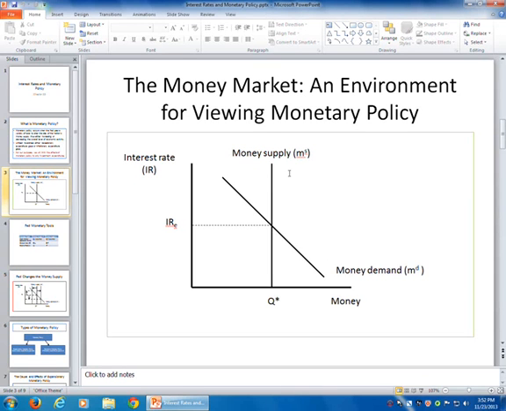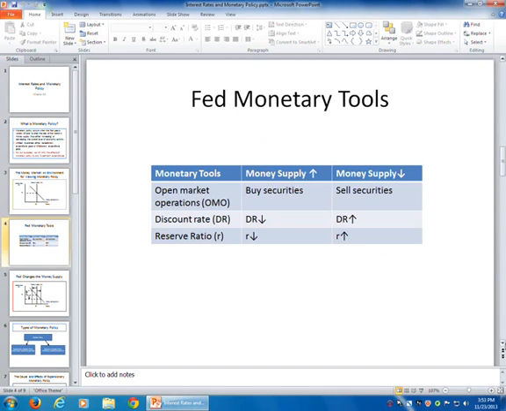And what will happen is, when it's shifting, the Fed is changing its target in terms of how much money it wants in the economy. So the Fed, having exclusive control over the money supply, will have the means for making the money supply increase, shift to the right, or decrease, shift to the left. Now, to make it shift, the Fed uses some of its tools, so-called Fed monetary tools. So the Fed monetary tools are the mechanisms that the Fed uses to make the money supply increase or decrease. And there are three that I'm going to focus on.